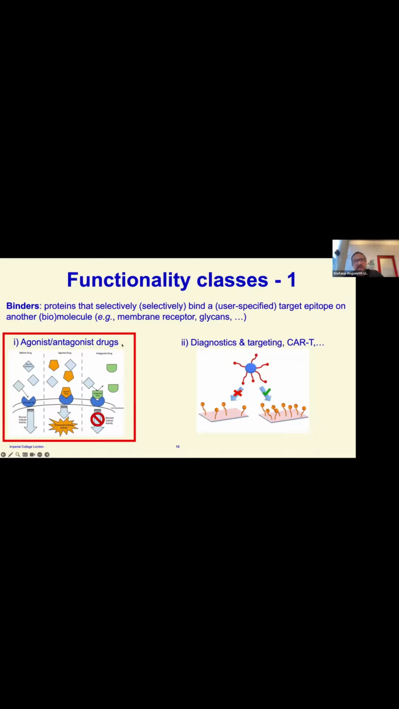While you can use protein binders as drugs, you can also use them purely as diagnostic and targeting agents. And you can use them, for example, for CAR-T technology and many other uses.